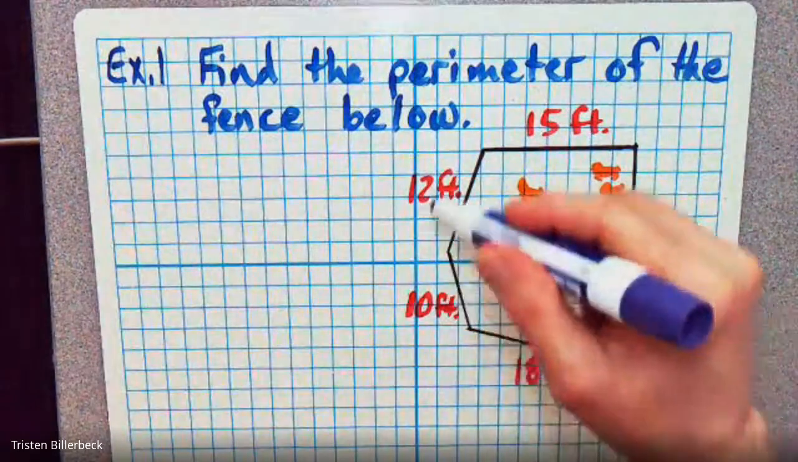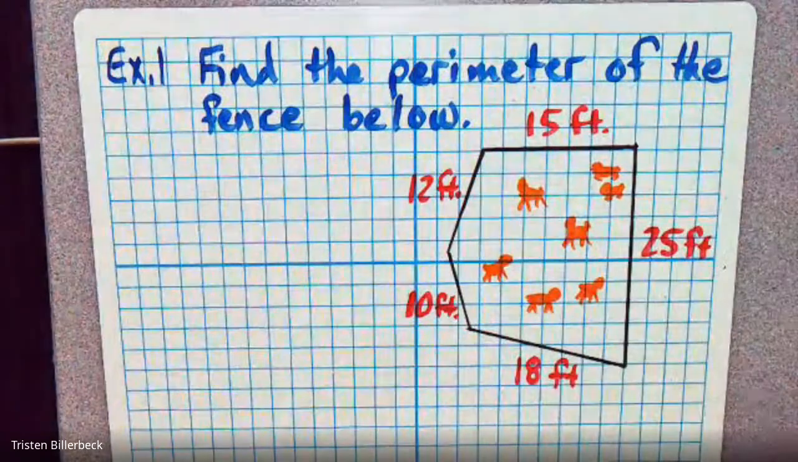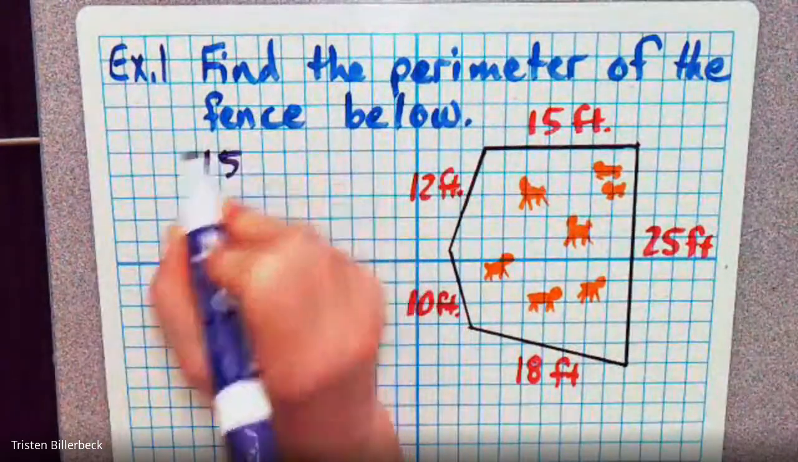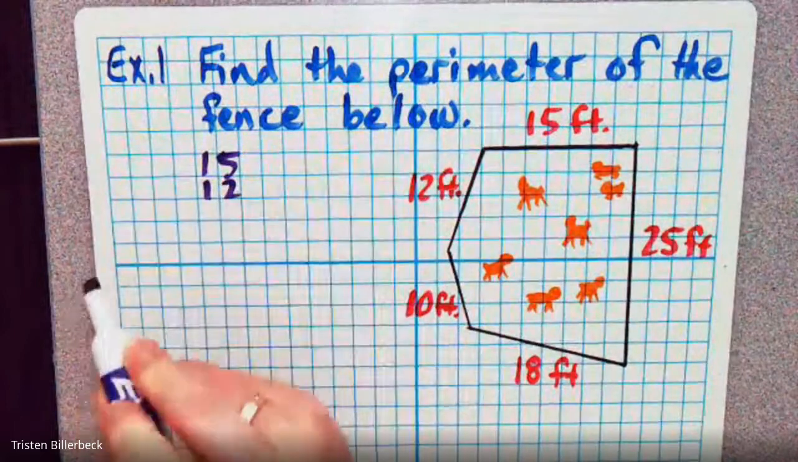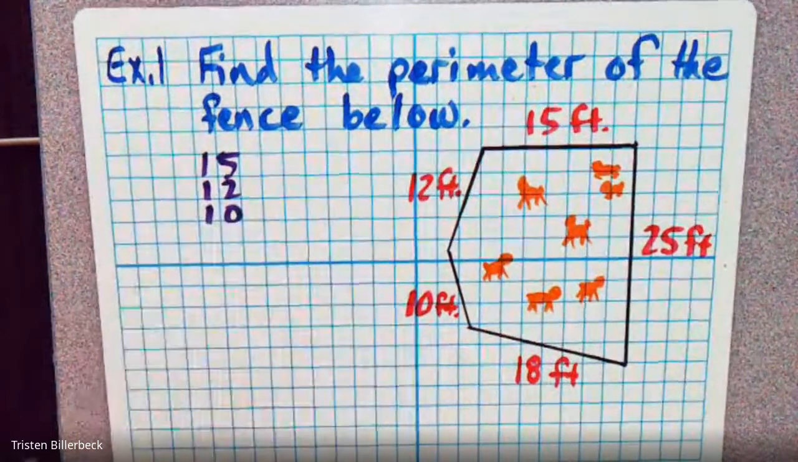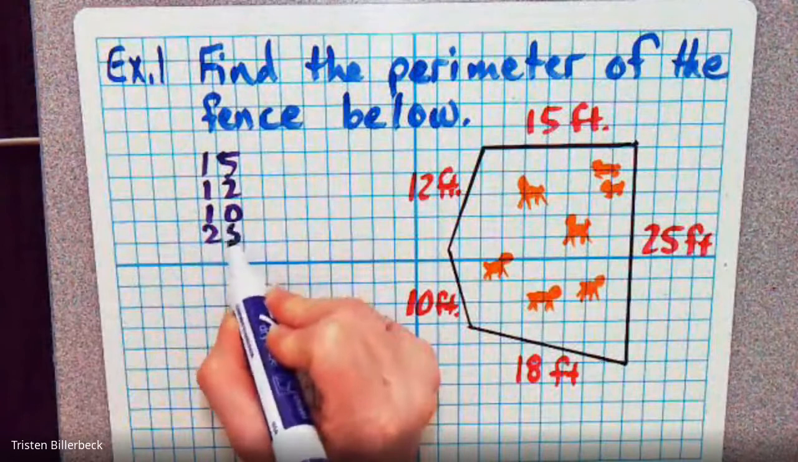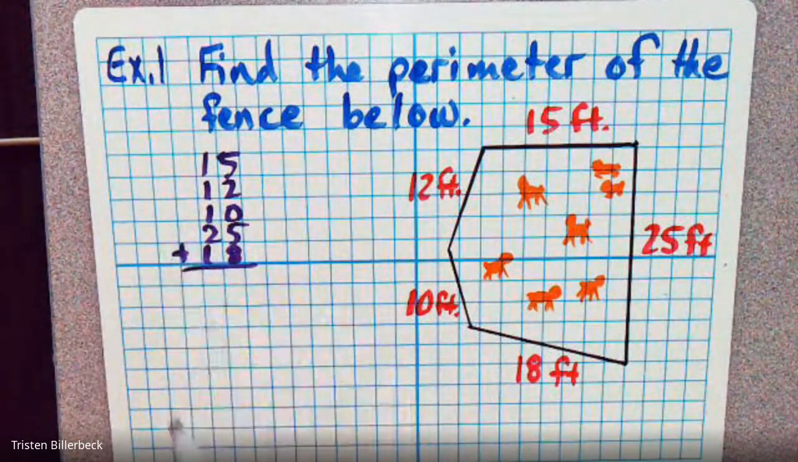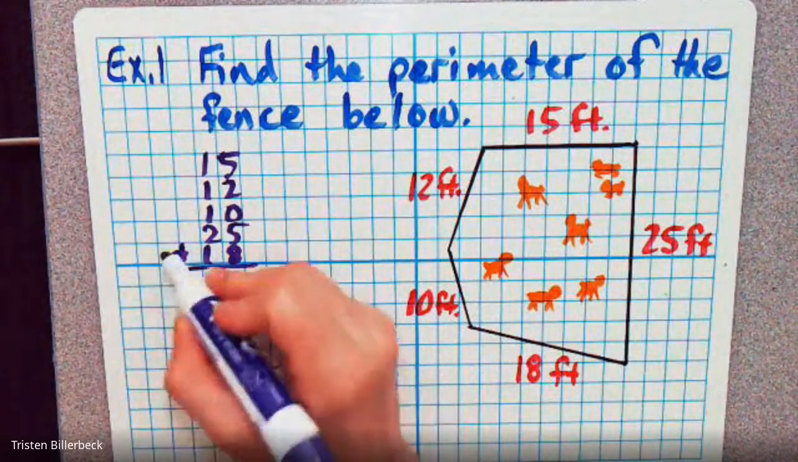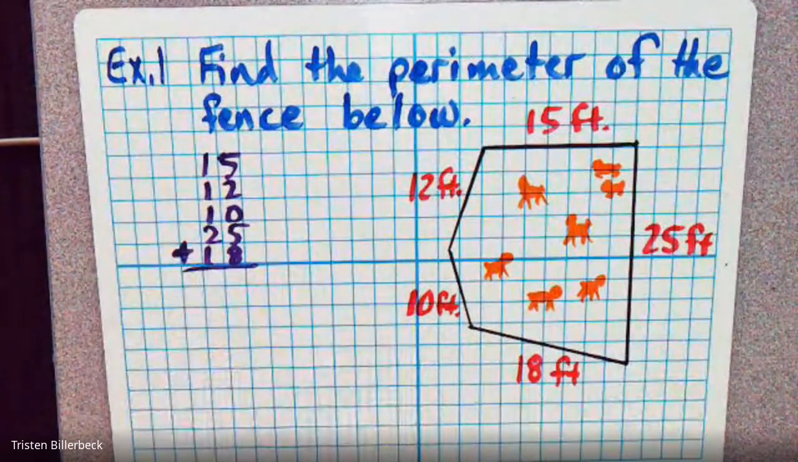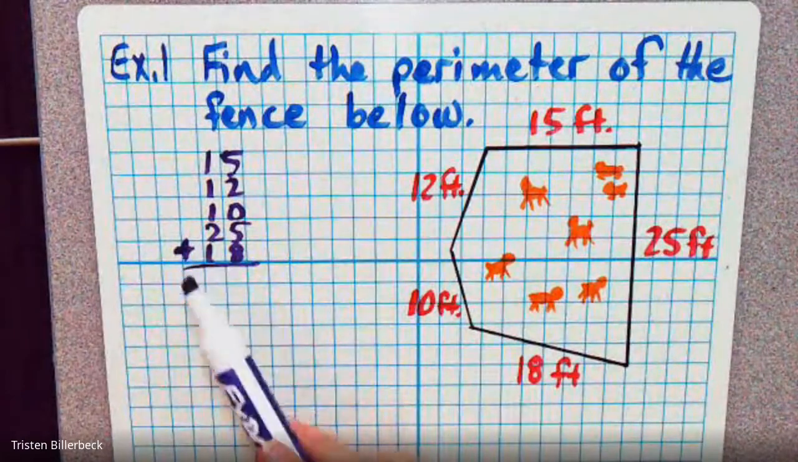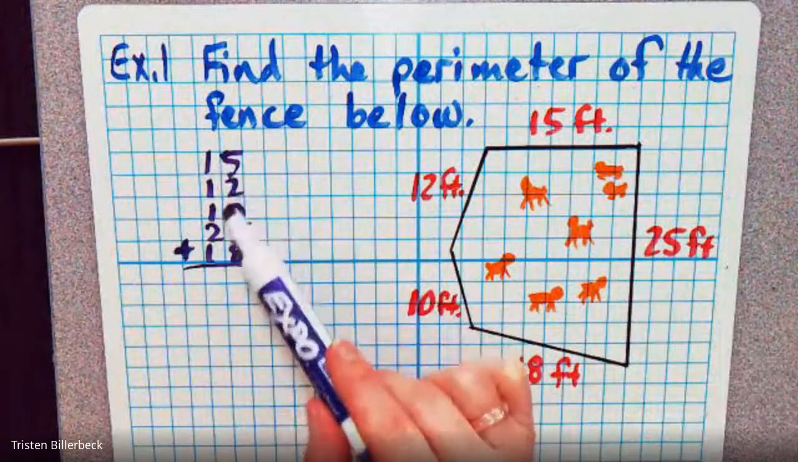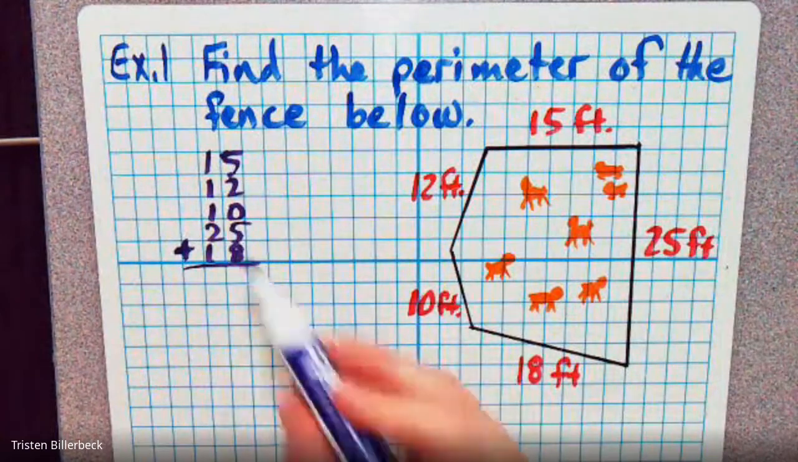So if we list out the various lengths here, we could add them together. So let's do that. So we have 15, 12, 10, 25, and 18. I'm listing them out as a column to do column addition because it's slightly easier. So let's make sure we have each side. So we have 1, 2, 3, 4, 5, 1, 2, 3, 4, 5. So I have all the sides.